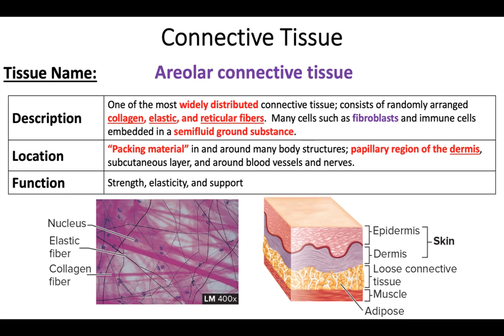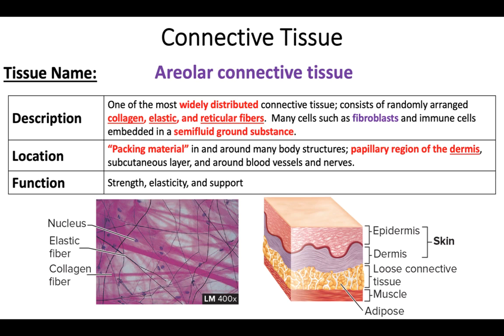So the first one is called areolar connective tissue. It is the most widely distributed, so basically it's all over the place. It contains a lot of different proteins. It's going to have collagen fibers in there, elastic fibers in there, and then what's called reticular fibers. So collagen typically is for strength. It'll strengthen the tissue. Elastic fibers give it a little bit of elasticity. And then reticular fibers are kind of a structural protein as well. The word reticular means branching, so it's kind of branching proteins that are found in the extracellular matrix.